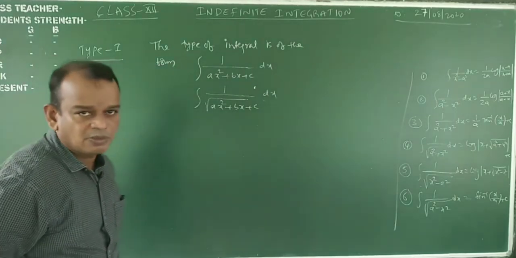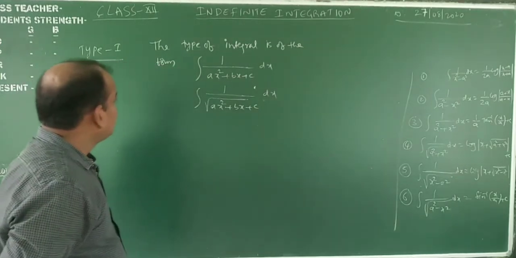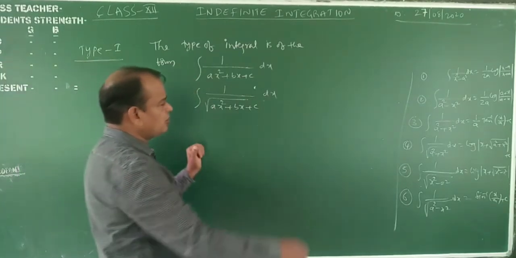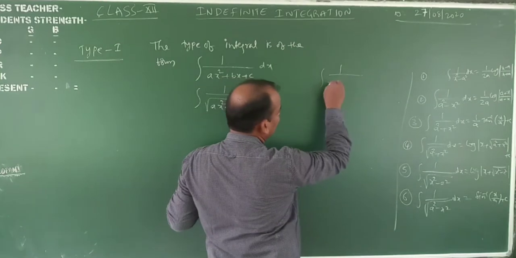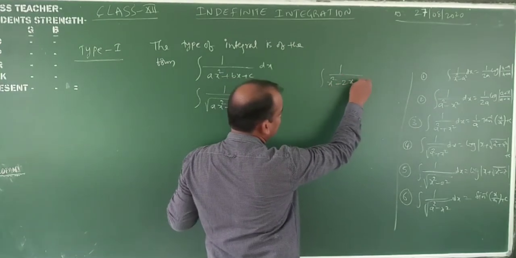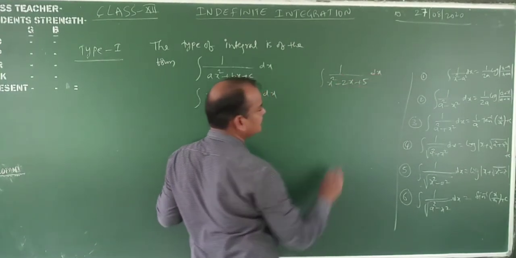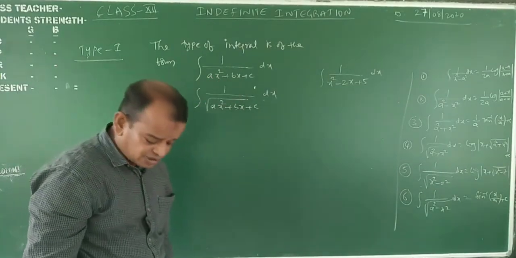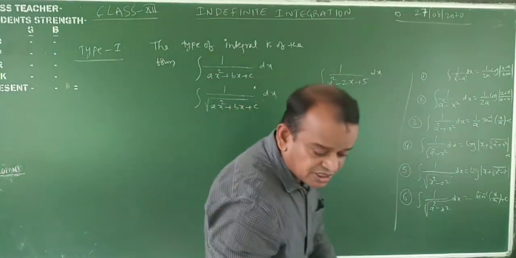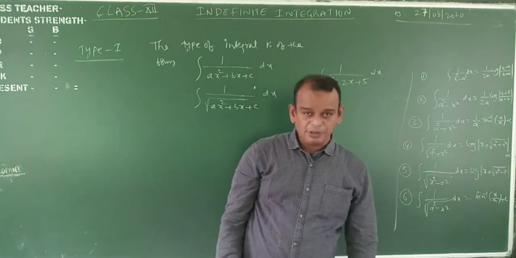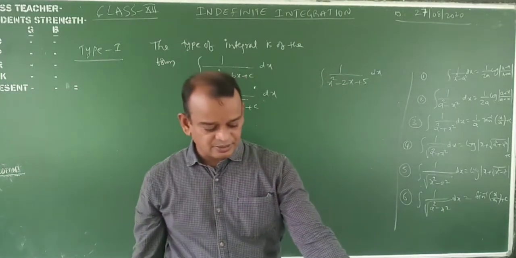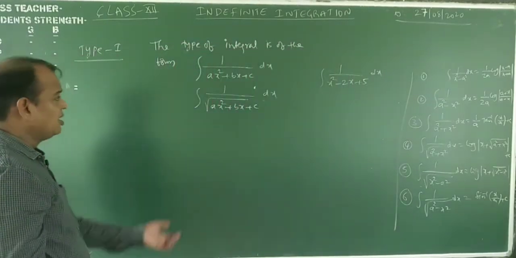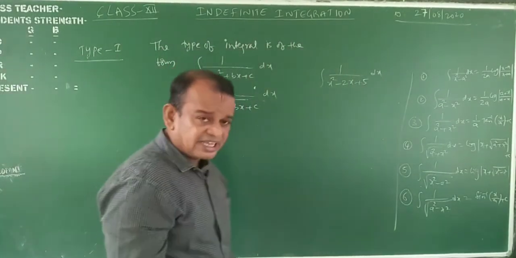How to do these problems? From the examination point of view, suppose we are asked to find the integral of 1 by x square minus 2x plus 5 dx. Here ax square plus bx plus c is a quadratic expression, which is a type of parabola. y is equal to ax square plus bx plus c is a type of parabola. How to do it? Here ax square plus bx plus c is there.